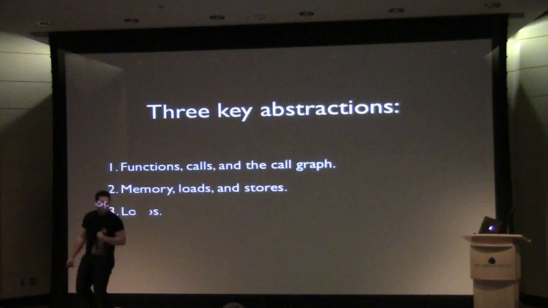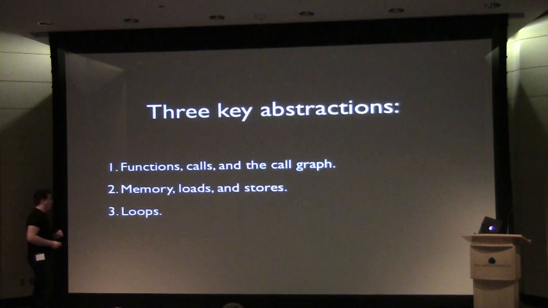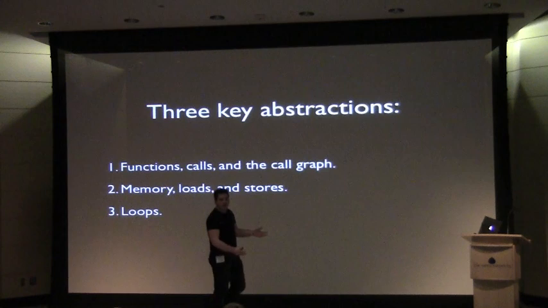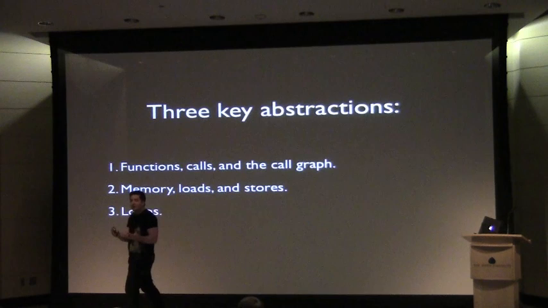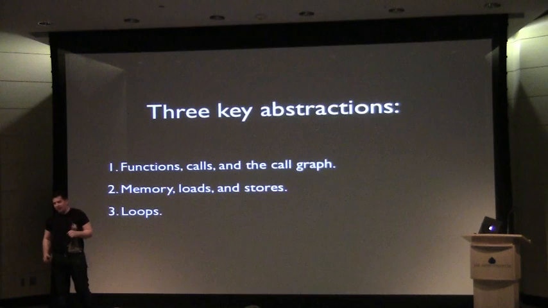Well, as far as the optimizer is concerned, it looks like three key abstractions. First, we have calls, function calls. The procedural decomposition of your program is the number one most prominent abstraction that the optimizer has to deal with. A lot of people don't even think about this as an abstraction, but this is really the bread and butter of the optimizer. Almost everything it does falls down on this particular abstraction.